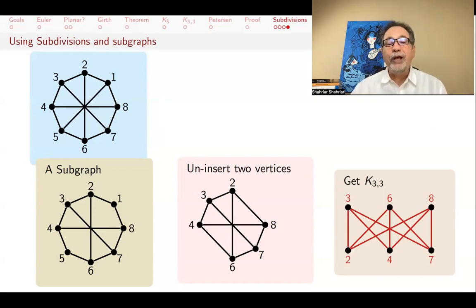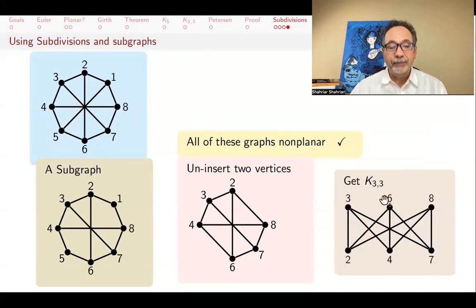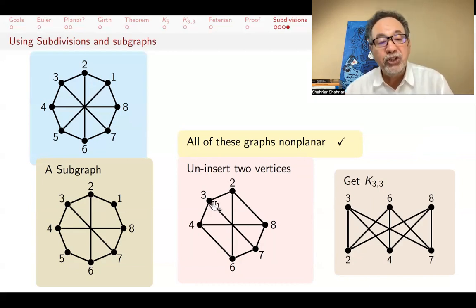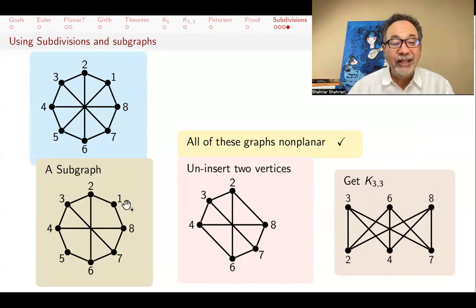And what does that mean? Well, that actually means that all of these graphs are non-planar. Why? Well, because these two graphs are the same. With K33, we already proved using our theorem that it's non-planar. And this graph is the same graph, and so it's non-planar. This second graph is a subdivision of this non-planar graph. Therefore, it's non-planar. And the original graph we started has a subgraph that's non-planar, so it's non-planar. So this original graph is non-planar because it has a subgraph that's a subdivision of a non-planar graph.